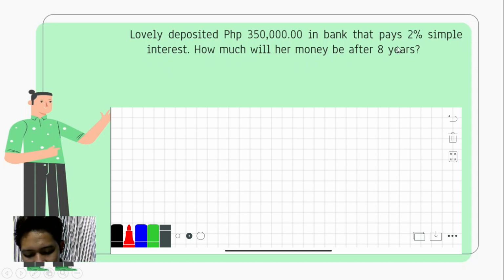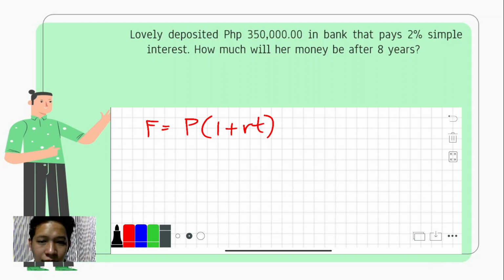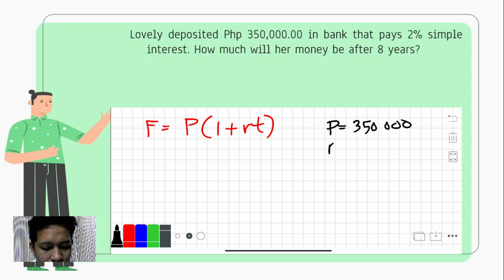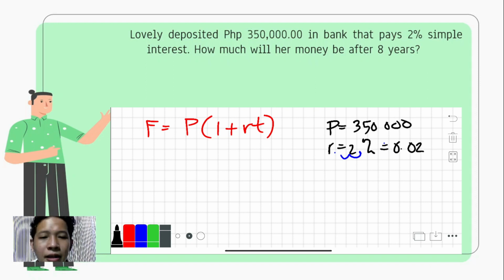So, in this case, we will now use the formula F equals P times 1 plus RT, dahil hindi po natin alam kung ano yung simple interest natin. And with this, we first determine the given. We have P equals, the principal is 350,000 pesos. And then, next is the rate, which is 2%, to which kapag kinonvert natin siya into decimal, nandito yung decimal point. So, that would be equivalent to 0.02. Okay? And then, we have the time, which is 8 years.